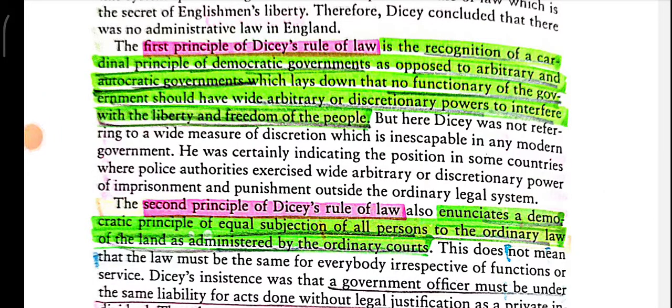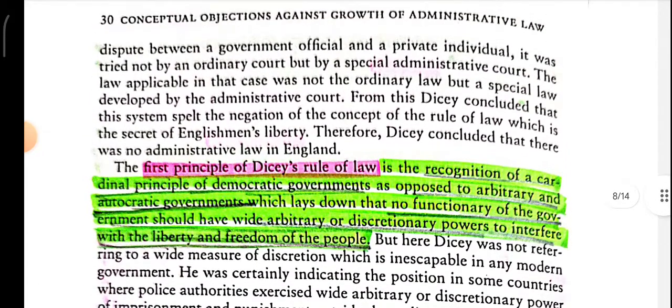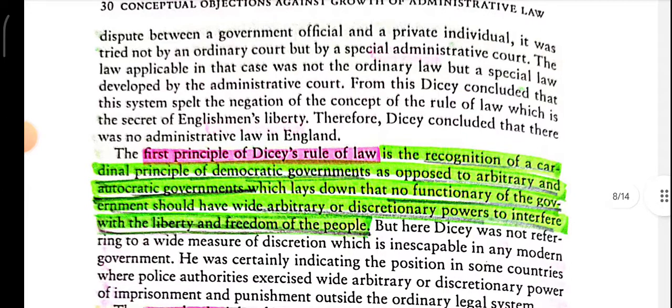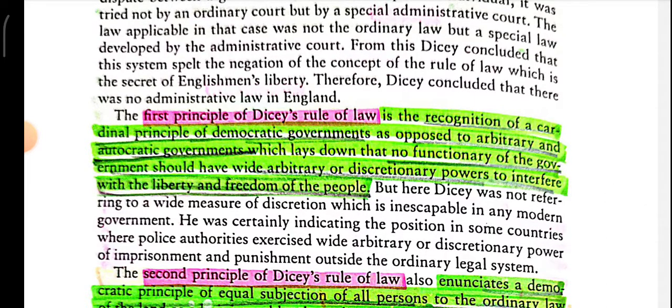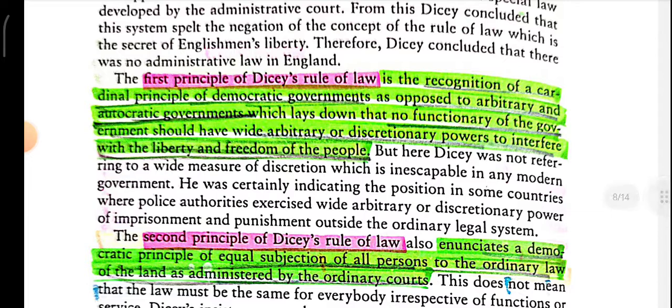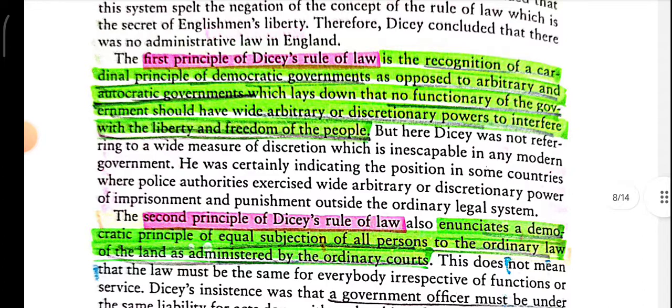Now come to the three principles of Dicey, which give a better understanding of rule of law. Dicey concluded that there was no administrative law in England. So Dicey has given three principles for rule of law. The first principle of Dicey's rule of law is the recognition of a cardinal principle of democratic government as opposed to arbitrary and autocratic governments, which lays down that no functionary of the government should have wide arbitrary or discretionary power to interfere with the liberty and freedom of the people.